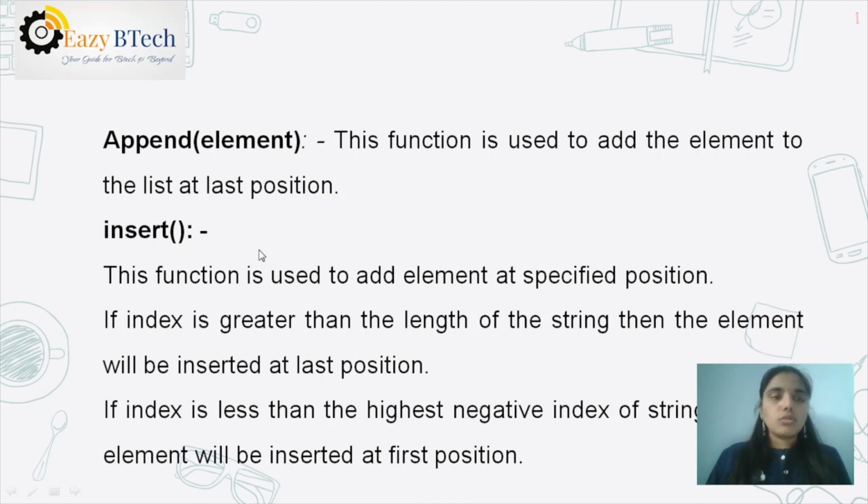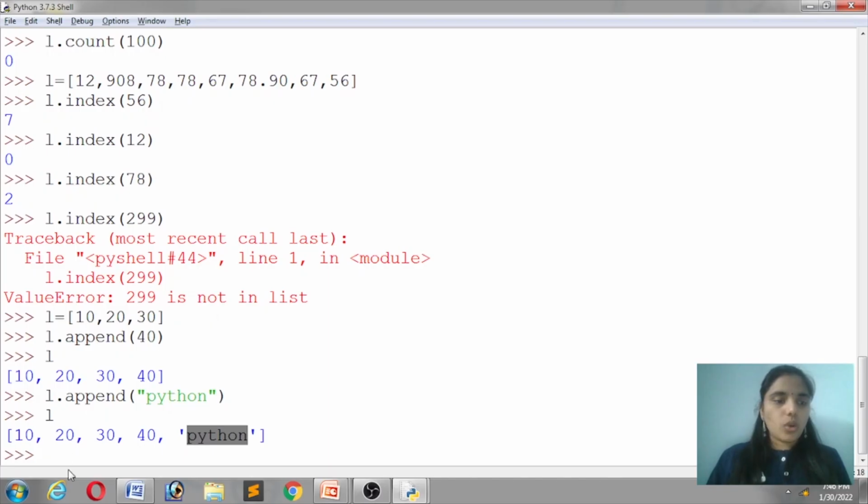The insert function is also used to add elements in the list, but the append function is used to add the elements in the last position. The insert function is used to add elements at a specified position, but append adds at the last position. So you have to mention the position. L dot insert of. Okay, so you have to mention the position here.